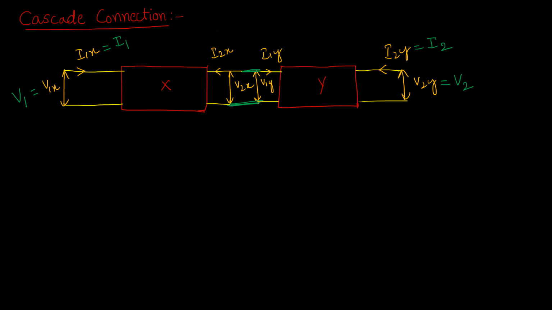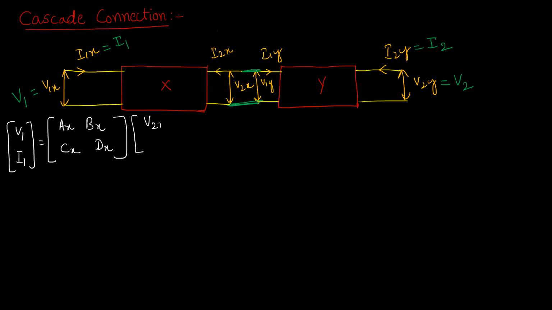Now I'm writing the transmission parameter equations for network X. Input variables should be expressed in output variables, right? So for the input variables, instead of V1X, I'm writing V1, and similarly I1 instead of I1X, is equal to the ABCD parameters for network X, that is, let us say AX, BX, CX and DX, into the output variables. What are the output variables? V2X and then minus I2X. Don't forget to write the minus, because you have to take the current direction this way while writing transmission parameters. Then it should be minus I2X.